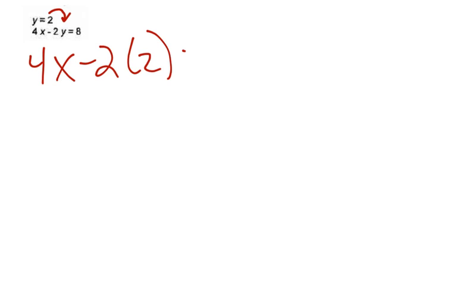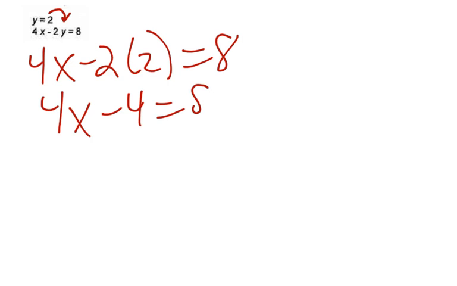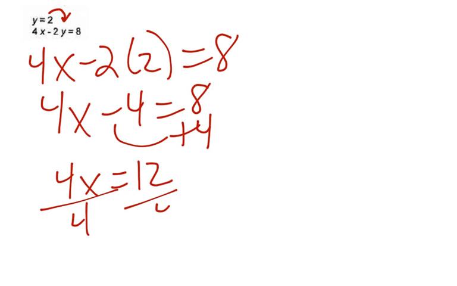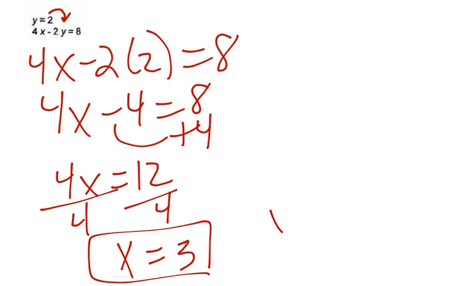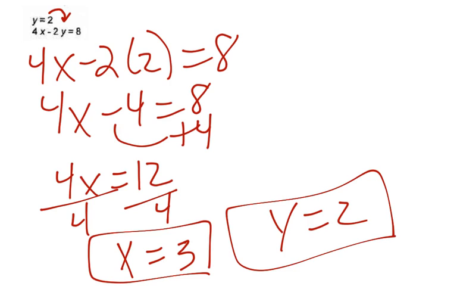Okay, y is equal to 2. This is super easy. All you got to do is go and put 2 in for y. 4x minus 2 times 2 equals 8. 4x minus 4 equals 8. Move that 4. 4x equals 12. Divide by 4, x equals 3. They already gave me the other answer, y equals 2.